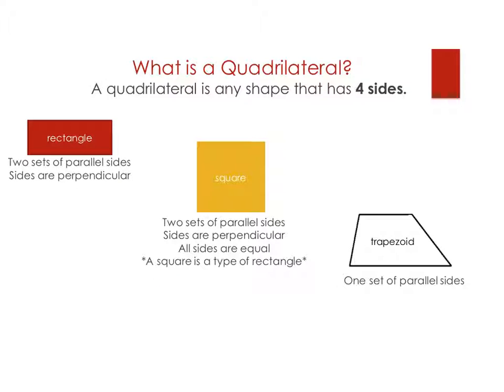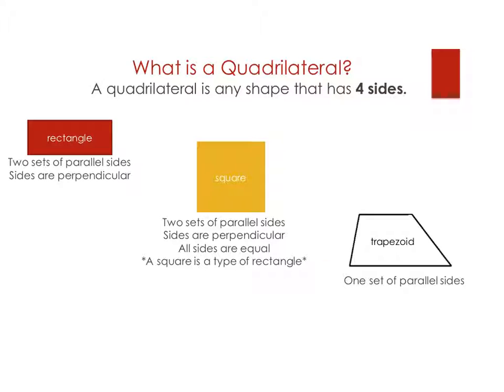So when we're talking about squares, we won't actually talk about squares. We're going to talk about rectangles. But everything we say about rectangles applies also to squares, because a square is a kind of rectangle. Just like Converses are types of shoes and high tops are types of shoes, a square is a type of rectangle.